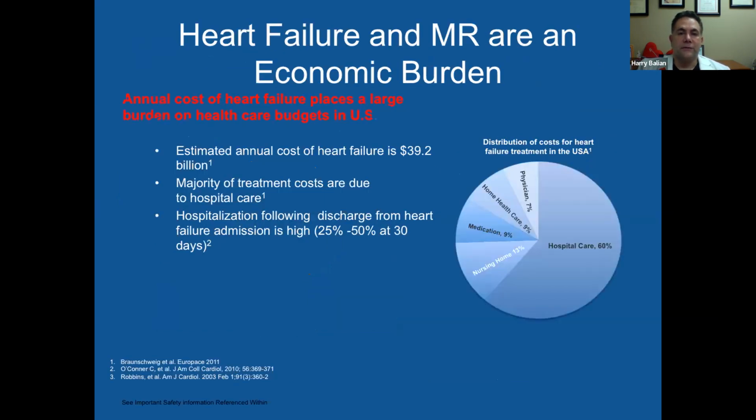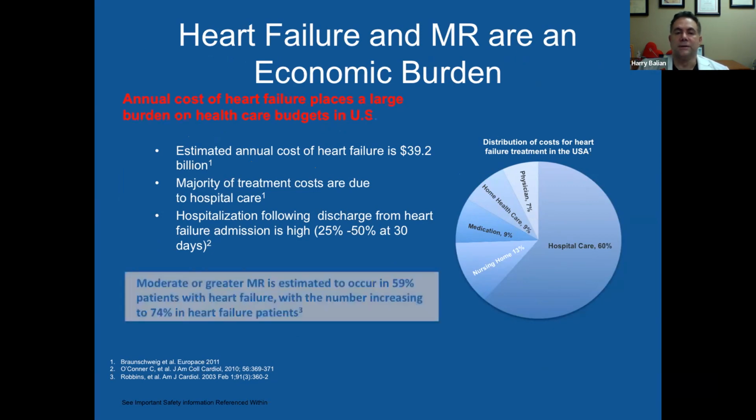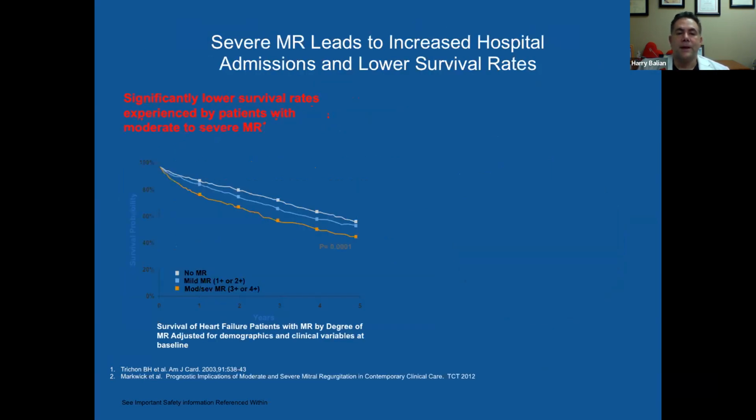So the heart failure, of course, we know that it's a big healthcare and economic burden. And of course, for patients that come in with heart failure and are readmitted within the first 30 days of discharge, Medicare does not reimburse the hospital, and that's a big cost that hospitals eat out of their pockets. So severe MR leads to increased hospitalization, increased morbidity, and heart failure recurrence.